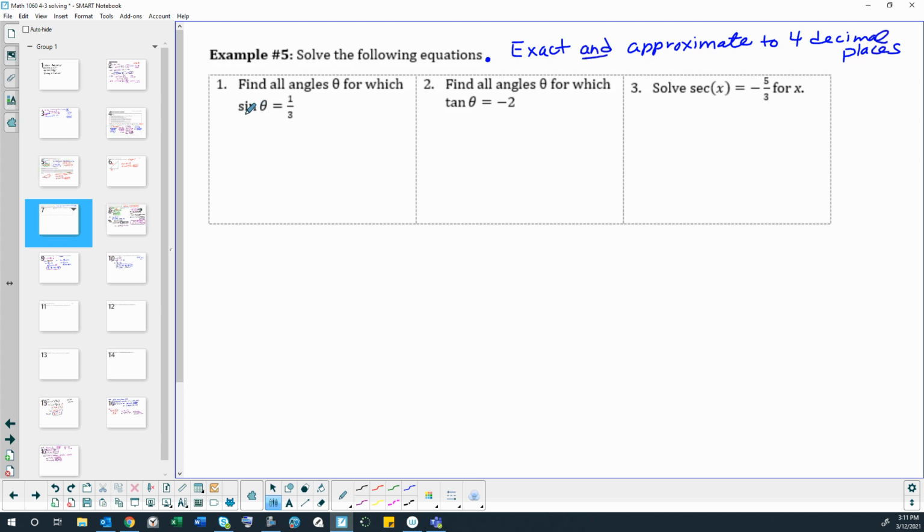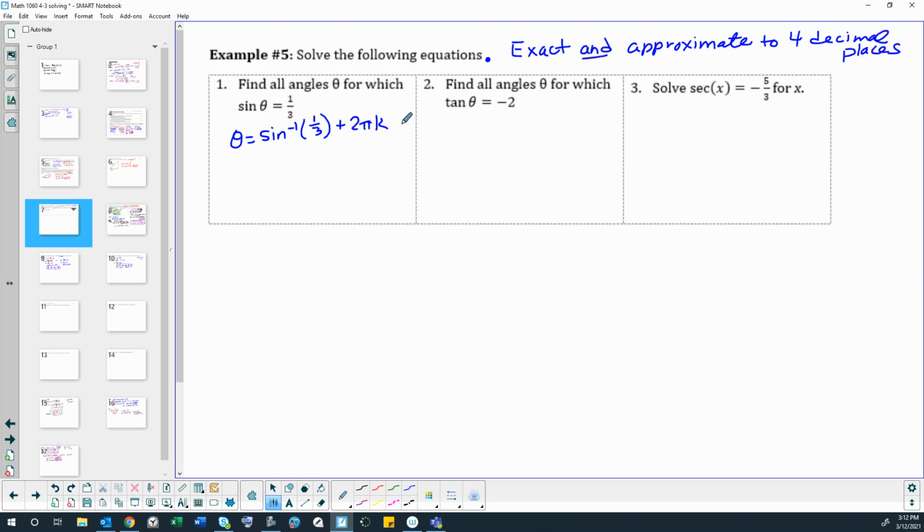Alright, so to do exact answers, theta is going to be found by taking the inverse sine of 1/3. And that's a positive ratio, so that will give us a positive angle. So that's a quadrant 1 angle, right? And then we can have infinitely many of those. So infinitely many, we would add 2 pi k to that quadrant 1 answer. So we have infinitely many quadrant 1 answers. I can approximate this in just a second.